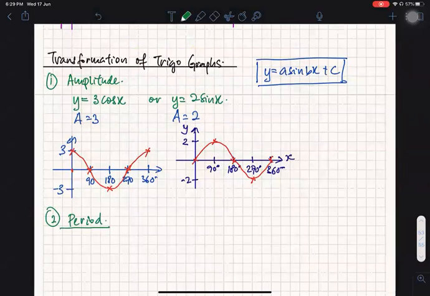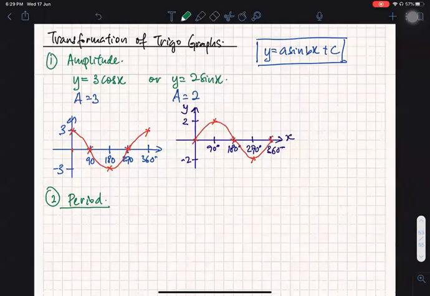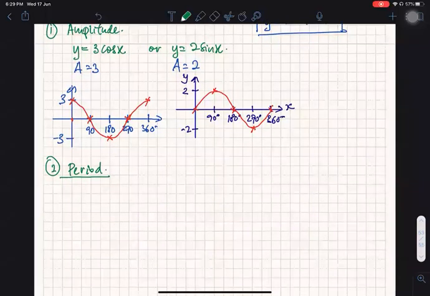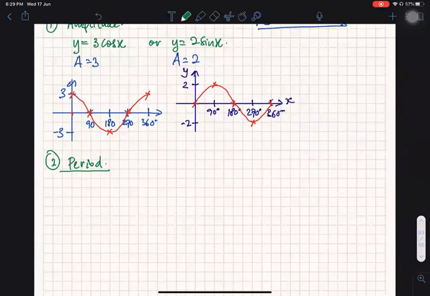Okay, period is the hardest. So let's start with y equals cos 2x. Period, I have to give you a few examples. Period is one of the hardest ones because period can have a lot of changes. What about cos 2x?